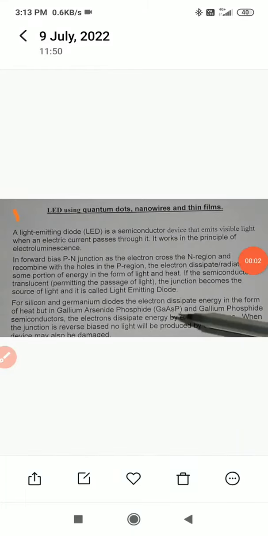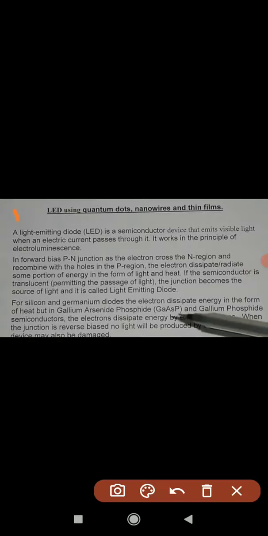Good day, students. Today I am going to explain the applications of nanostructures, or nanoparticles. This is the fourth unit. We already discussed the first, second, and third units. Today we are going to discuss the fourth unit, applications of nanoparticles.